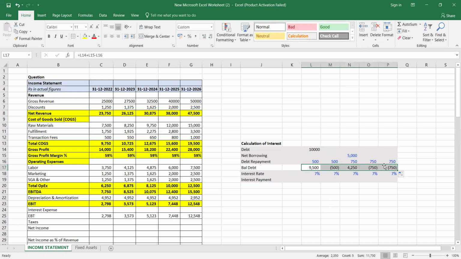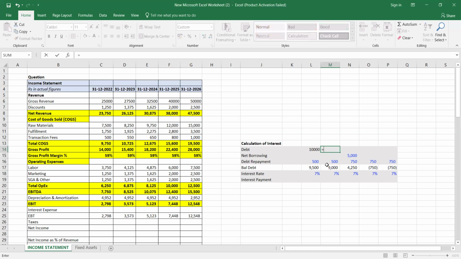You will not get the proper answer, because here there is no amount carried. So what you have to do? Here you have to carry. See, the previous year closing balance will be next year opening balance. So I am moving this 9,500 here by the help of formula. That's nothing but equal to, select this 9,500 and enter. Same thing you can enter here also. Now you will get the balances.